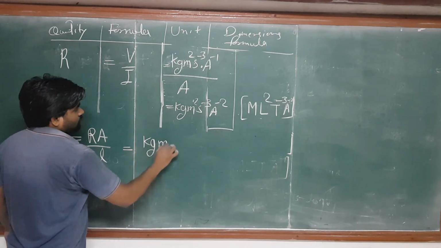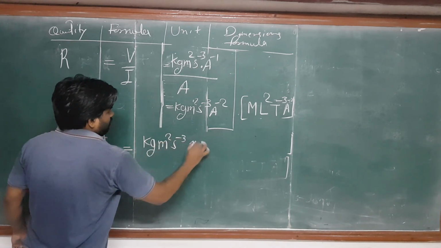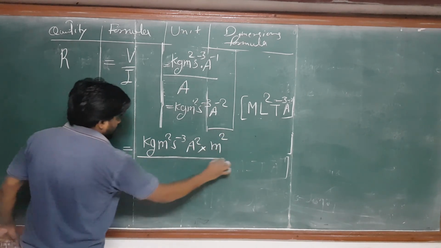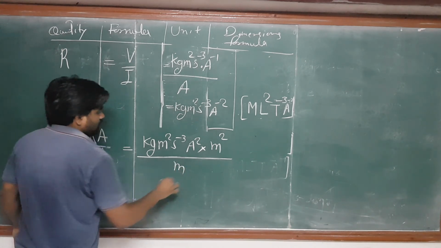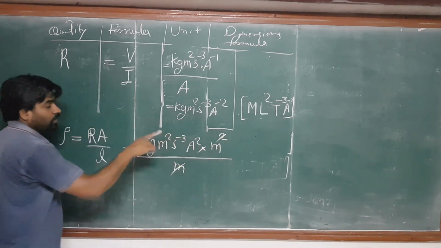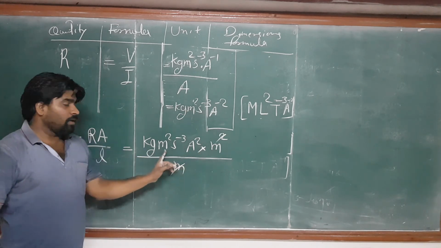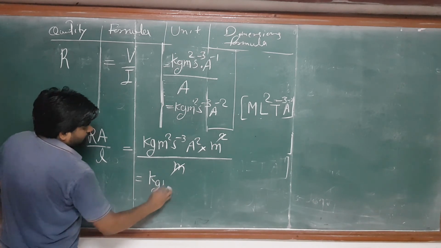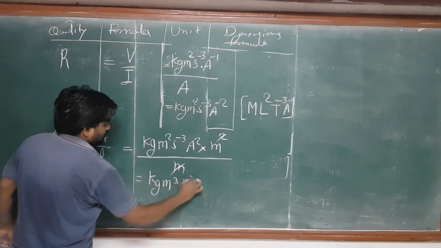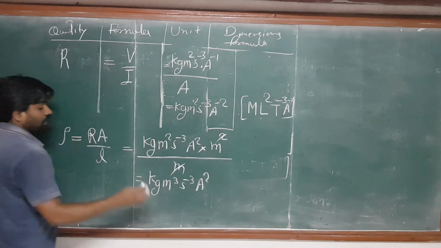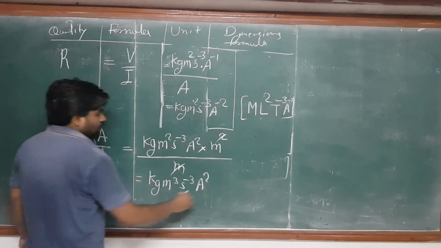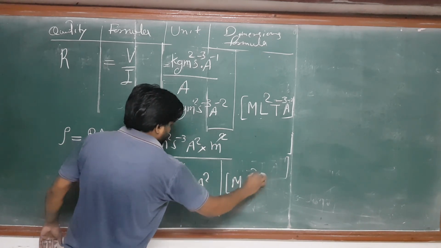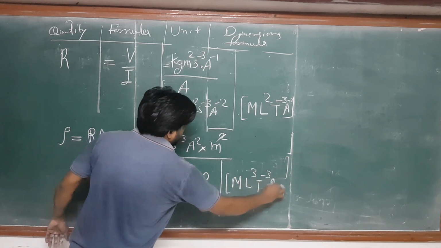Kilogram meter square second inverse 3 A inverse 2, into the area which has unit meter square, and the length has unit meter. Okay, so one meter got cancelled, only one meter left. One meter will be multiplied by this meter square, then it becomes meter cube. So it is kilogram meter cube second inverse 3 A inverse 2. You can easily convert it into the dimension formula, and the dimension formula is M L^3 T^-3 A^-2.